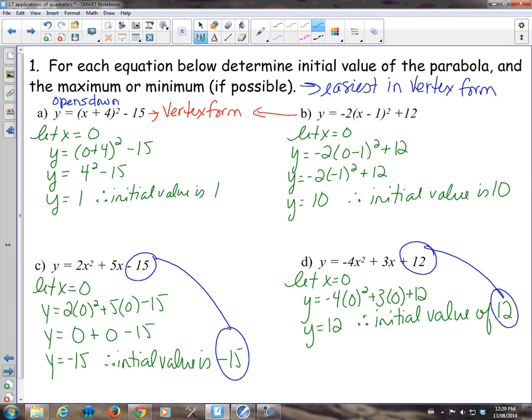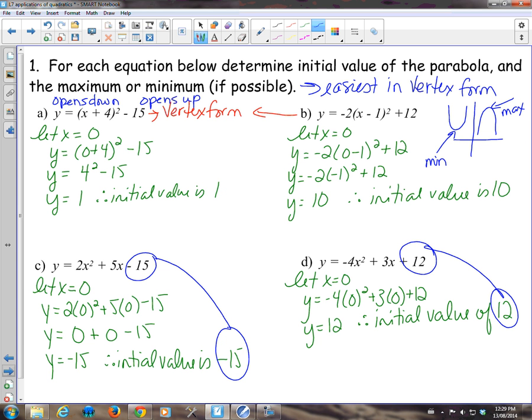And you'll know it's a minimum if it opens up. So think about your parabolas. If I have a parabola that opens up or a parabola that opens down, the one that opens up has a low point, so it has a minimum. And the one that opens down has a high point, so it has a maximum.